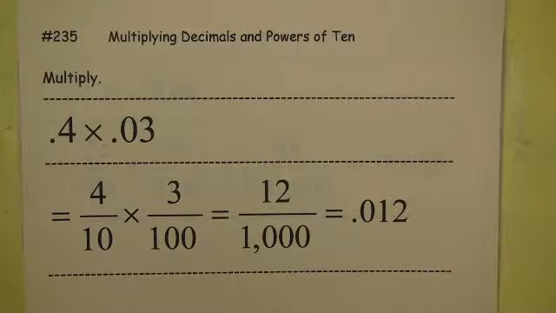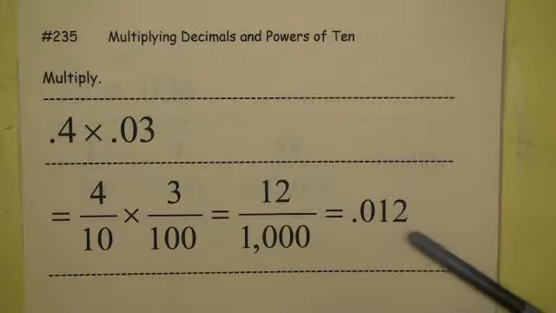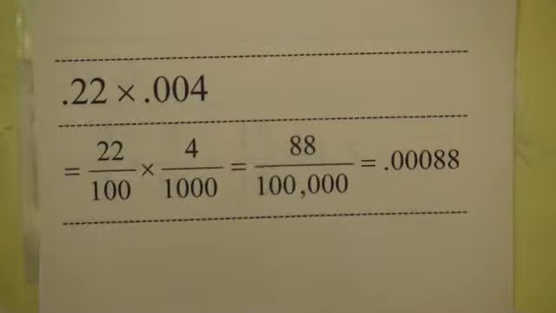So 4/10 times 3/100ths, we just convert it to fractions, multiply across to get 12 1,000ths. And of course, 12 1,000ths changed to a decimal is 0.012, or in other words, 12 1,000ths. And it's as simple as that. Let's go on to the next one.